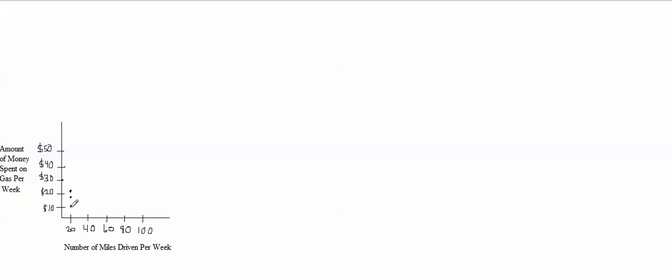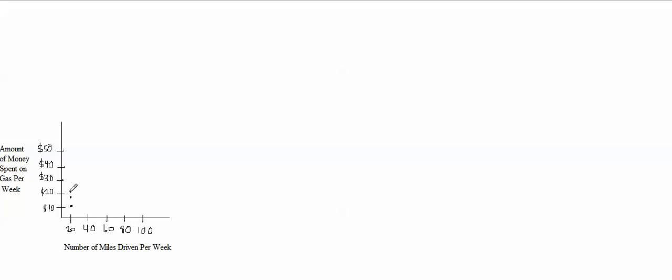So I'm saying that even though these 3 people are all driving 20 miles per week, they're not going to necessarily all be spending the exact same amount of money on gas, because this person up here at the top might be spending more money on gas because this person's car gets lower mileage, lower miles per gallon. And this person here might have a car that gets a higher number of miles per gallon, which means that they don't have to spend as much money on gas, even though they're driving 20 miles per week.